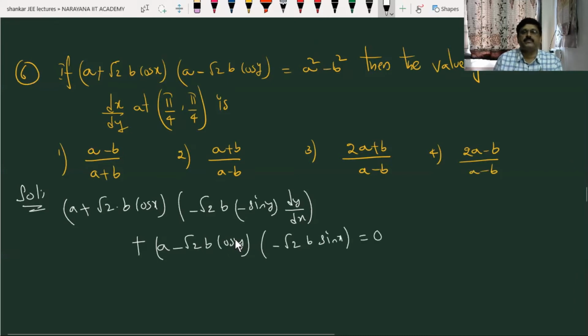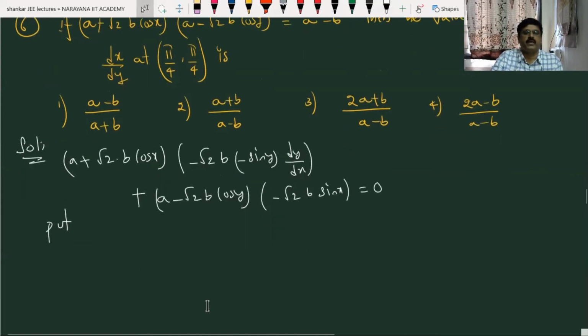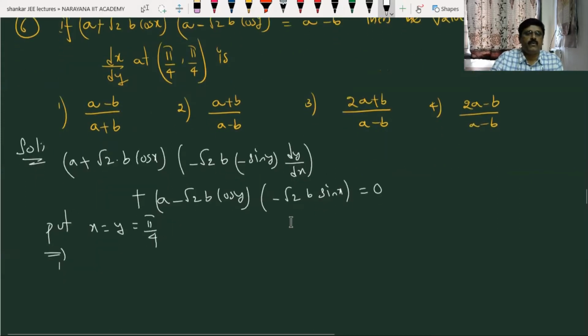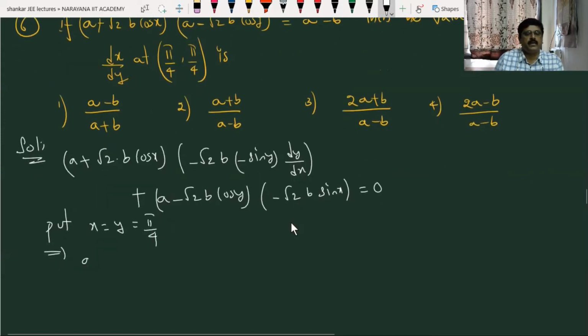RHS 0, students. So put, as the location is (pi by 4, pi by 4), abscissa is pi by 4 and ordinate is also pi by 4. So what I am going to do is put x is equal to y is equal to pi by 4, students. Then you will be left with a plus root 2 b into cos pi by 4, 1 by root 2 into, what is this, students?